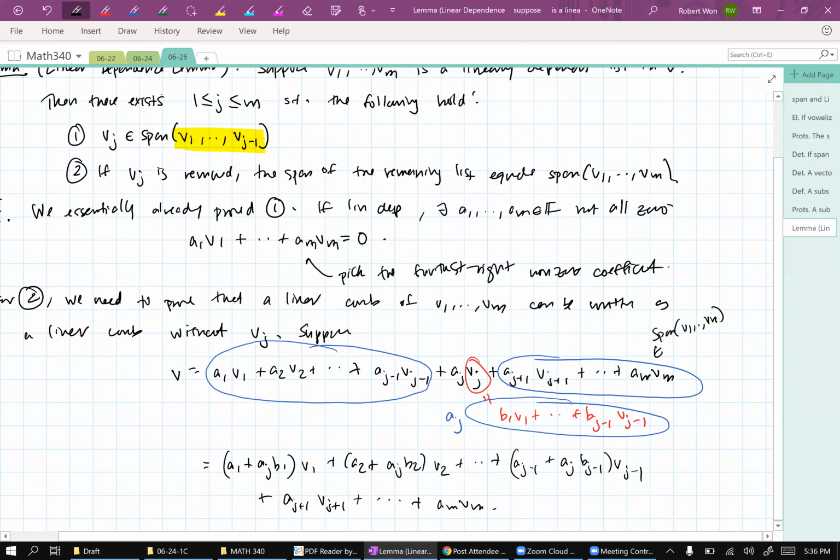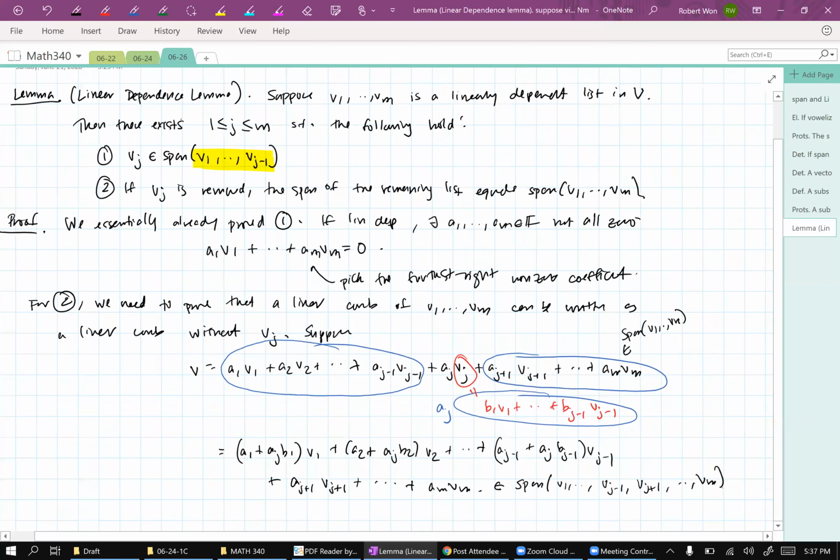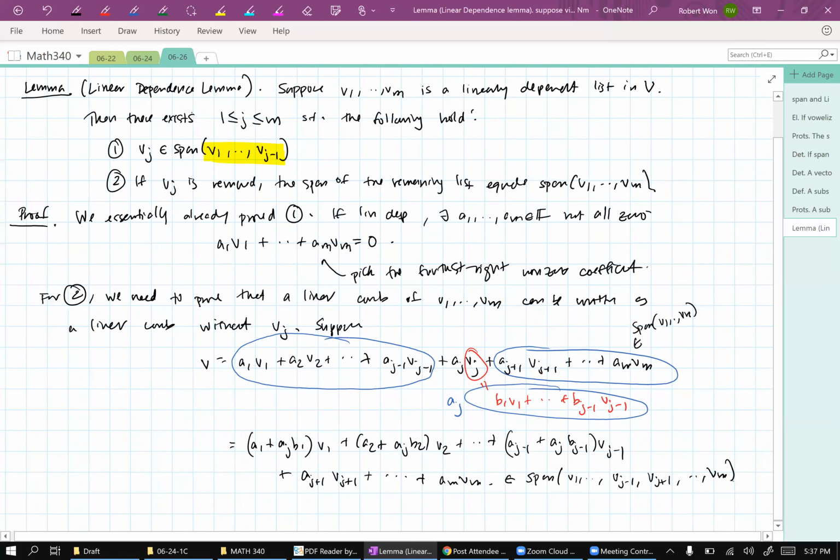I've just rewritten here what I circled in blue. And this thing now is a linear combination of all the v's other than vj. So this is in the span of v1 up through vj minus 1, vj plus 1, up through vm. So every single vector in the span of all m of them, you can write in the span of all of them other than vj, which means that you haven't affected the span. The span of these two sets of vectors is the same, which is what we wanted to prove.